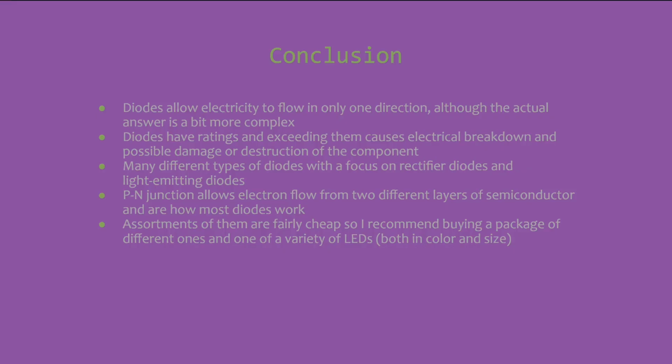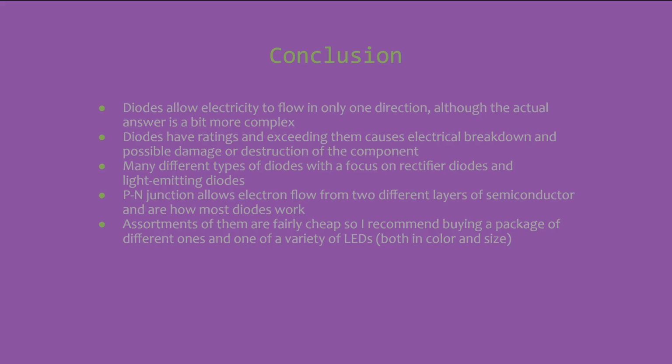All right, so we're just going to wrap things up here with a little bit of a recap. Diodes allow electricity to flow in only one direction, although the actual explanation is more complicated. They have ratings, and exceeding them causes electrical breakdown, damage, and even destruction to circuits. There are many types of diodes, but in this video we really just focused on rectifier diodes or general purpose diodes or small signal diodes, whatever you want to call them, and light emitting diodes.